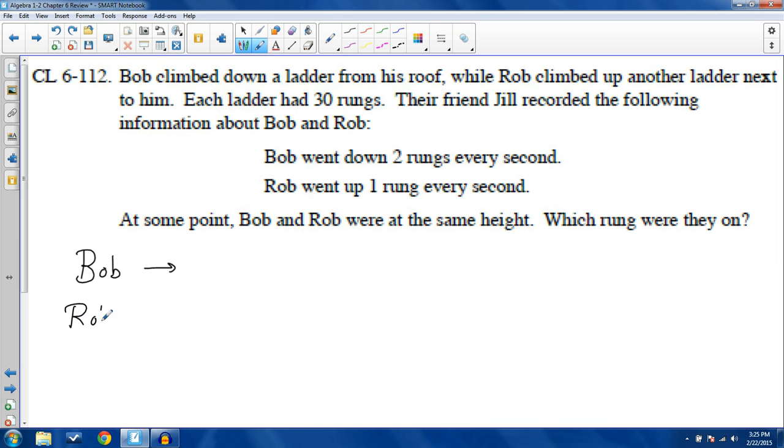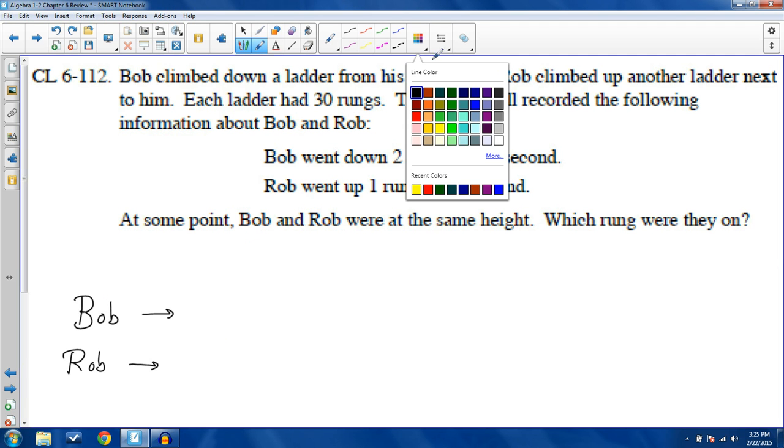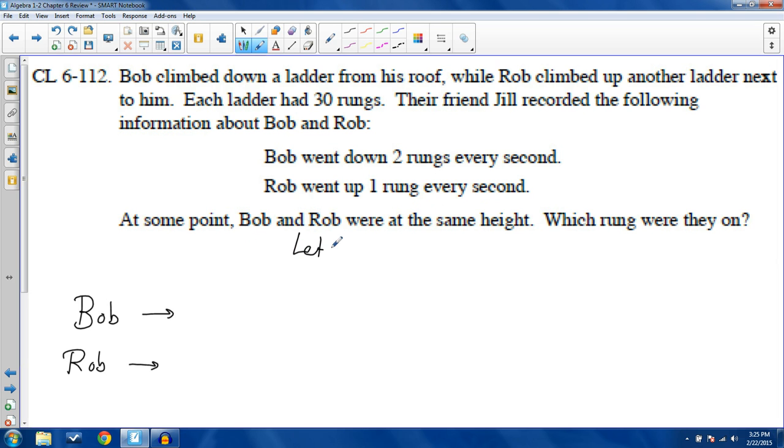So I will define variables for you because we've been getting used to those. I need to do something in terms of the rung they are on and the time that it takes. So I'm going to let x equal time. It's going to be the number of seconds. That way I know that when x equals 0, I know exactly where Bob and Rob are at. If you have a time variable on here, always use x for it. That way you can substitute and whatever else.